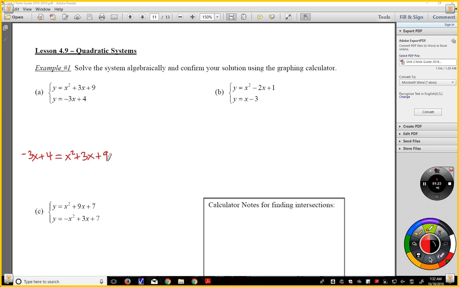9. Now I have an equation, at least that all has x in it, and then I have to know how to solve this equation. So this is a quadratic, right? It has x squared in it and some terms with x and a constant. So our options for solving quadratics: factoring, quadratic formula, or completing the square.